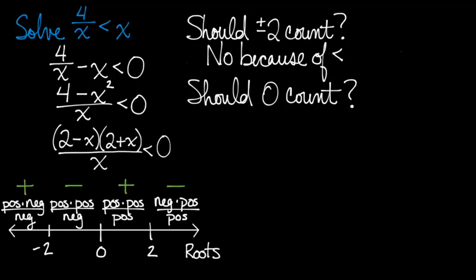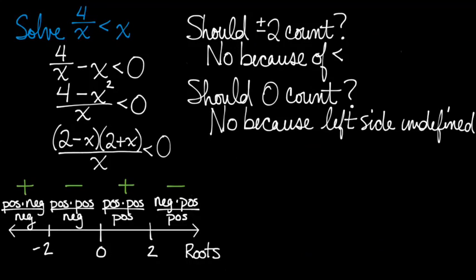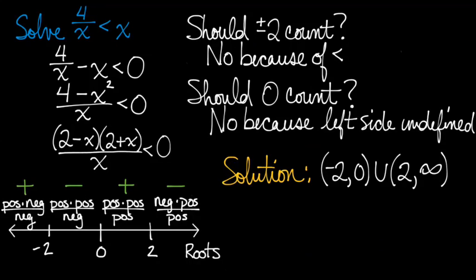Second, should 0 count? Absolutely not, because the rational expression is totally undefined. You can't have undefined less than 0. That just doesn't make any sense. So we don't want that to count either. And so I need to write my solution in interval notation. It's negative 2 to 0, parentheses, union with 2 to infinity.